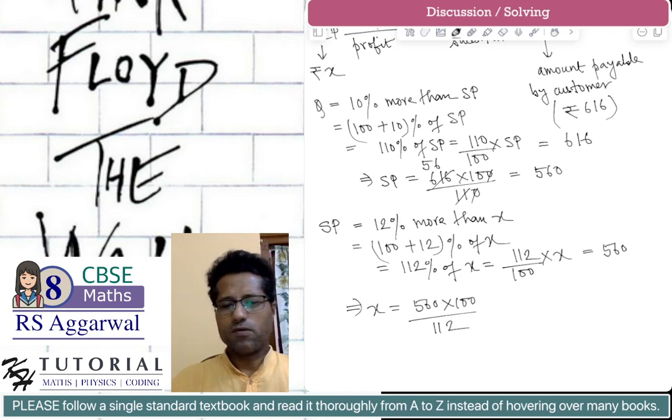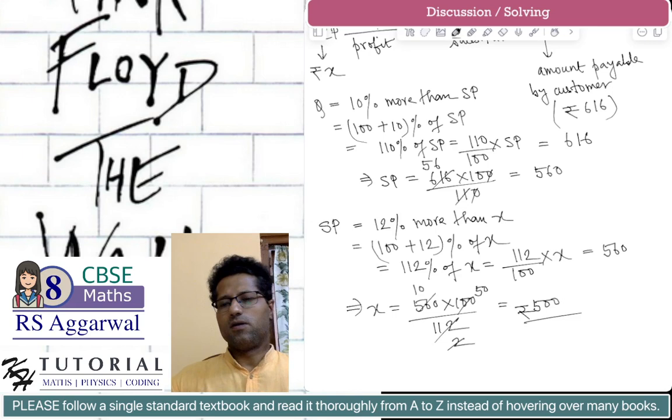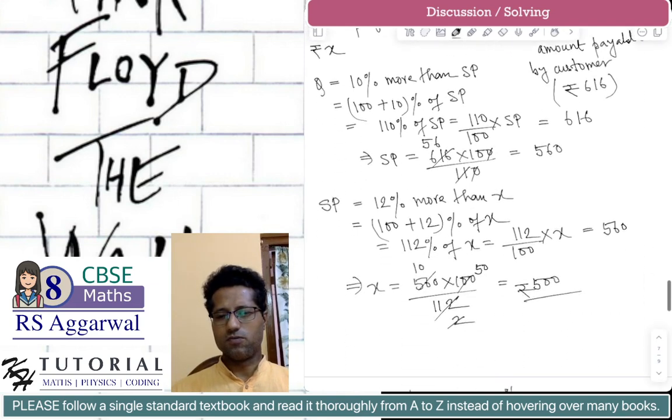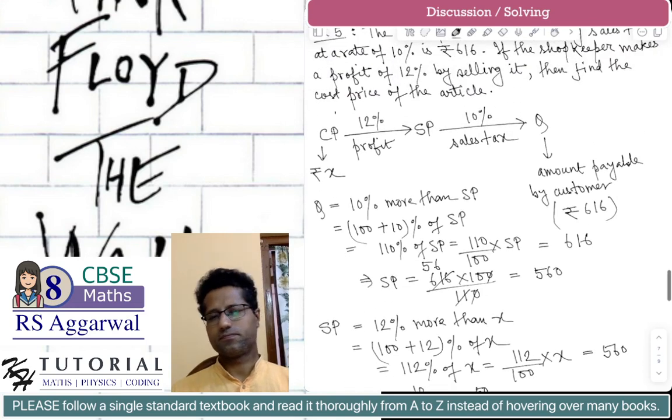Now, if you divide 560 by 56, it is 10, and if you divide 112 by 56, it is 2. And we have 250, this is equal to 500. So the cost price of the article for the shopkeeper is rupees 500.